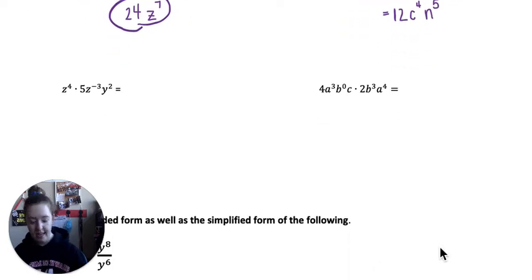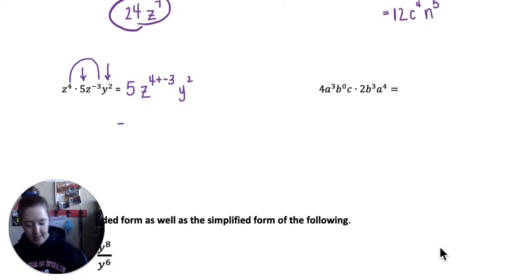Okay, on this next one, we don't have anything for our 5 to multiply with, so we're just going to bring him along. Now, these z's feel a little bit awkward, right? But we know the rule is that when I'm multiplying bases, I add their exponents. So I'm going to take 4 plus -3. And then there's nothing to combine with y, so y squared will just stay y squared.